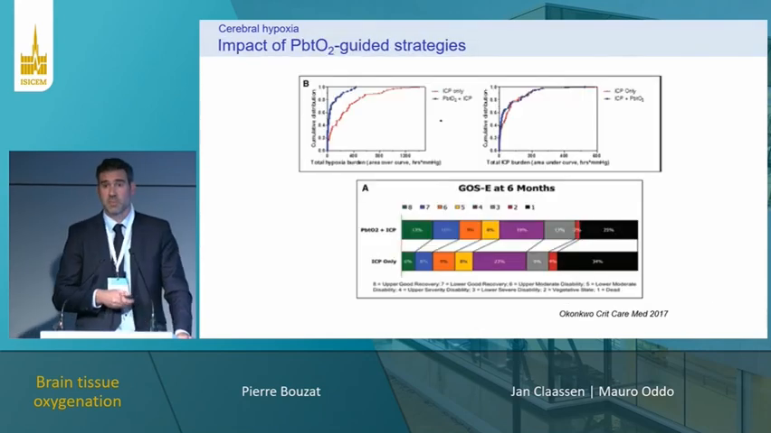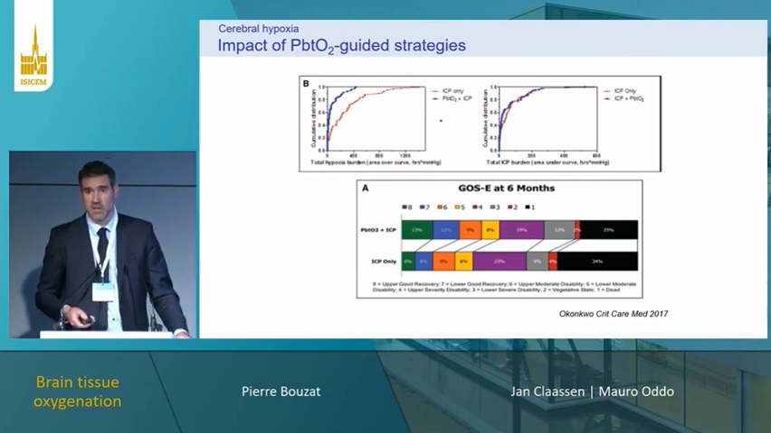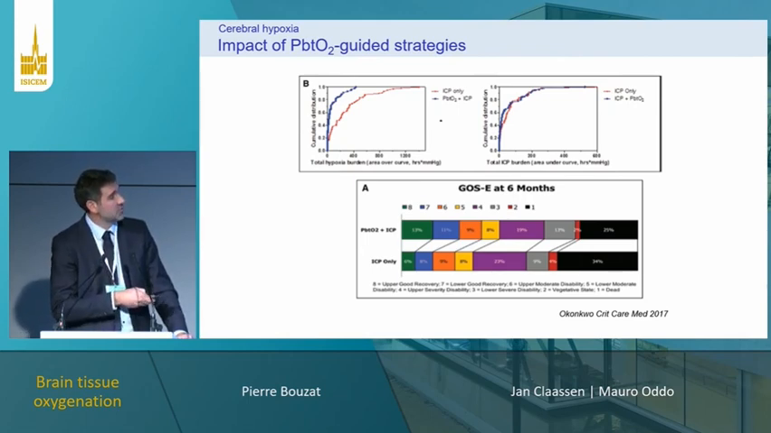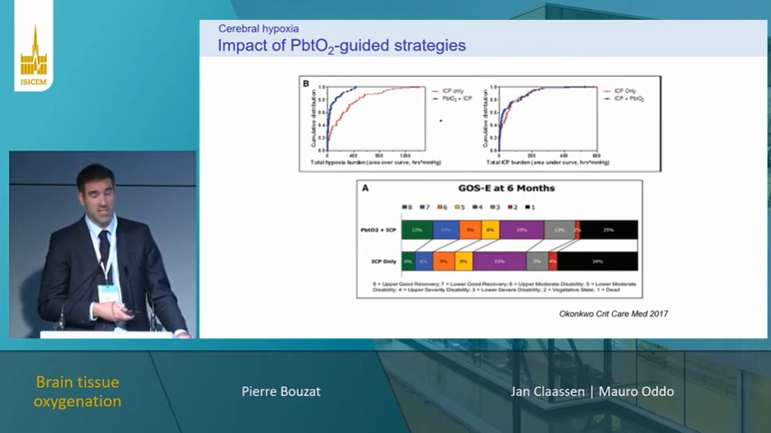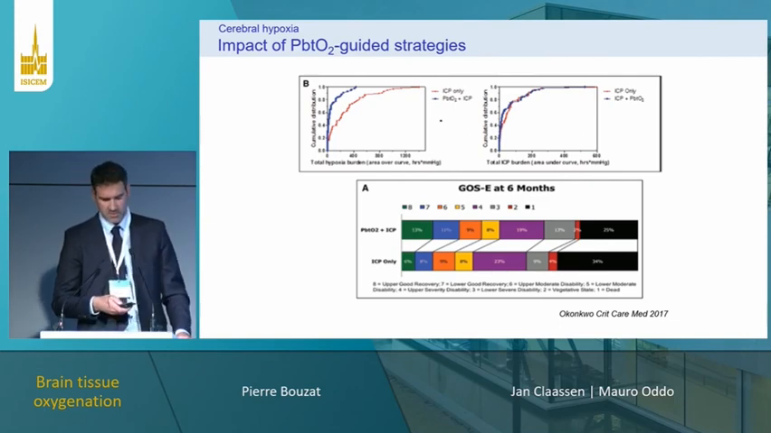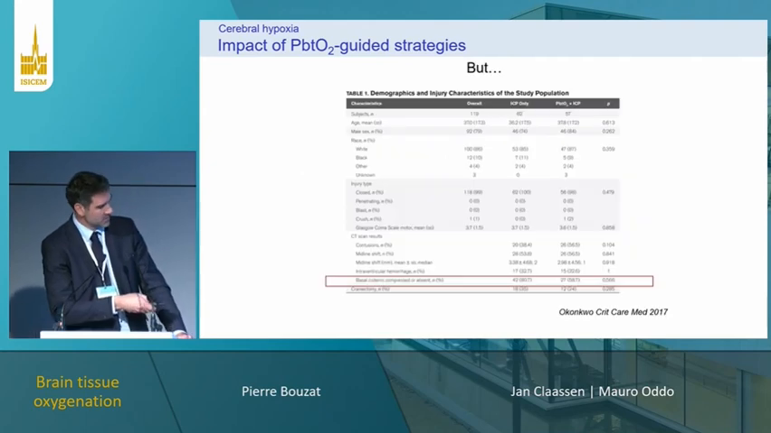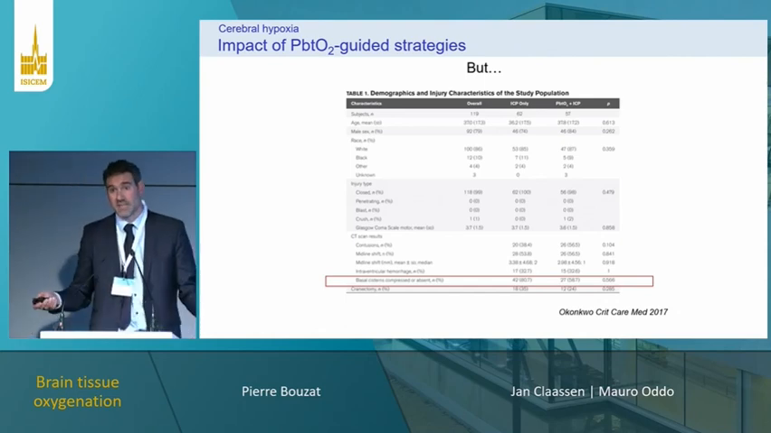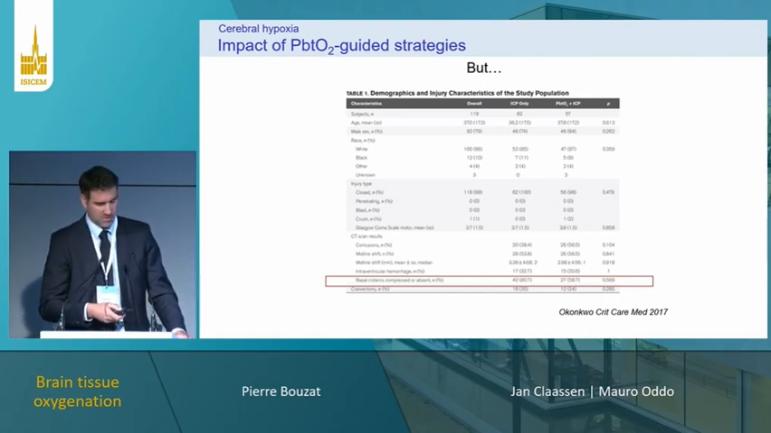What about the impact of PbtO2-guided strategy on outcome? For now, we only have one study, which is the BOOST-2 trial. They showed that you can decrease the PbtO2 burden when you measure brain oxygenation, and there was a signal towards a better outcome in patients treated with PbtO2. But if you look into the details, patients in the ICP-only group had a higher proportion of basal cisterns compressed, which might completely explain the result of the study.